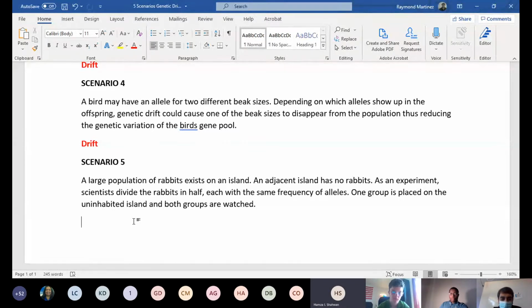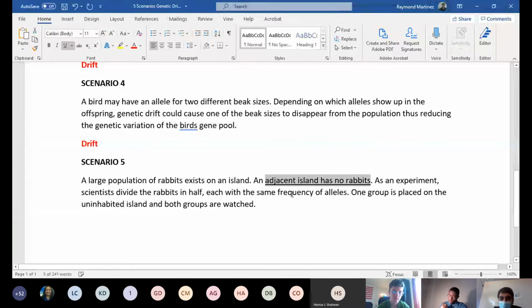So what's the one factor that has changed between taking them from one place and putting them somewhere else? The adjacent island had rabbits, got rabbits. Well, it didn't. It said that it has no rabbits, right? The adjacent island has no rabbits. So the rabbits are being taken from a place of rabbits to no rabbits.